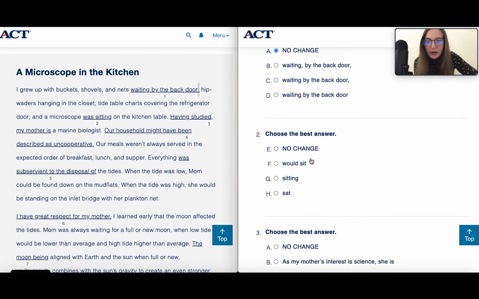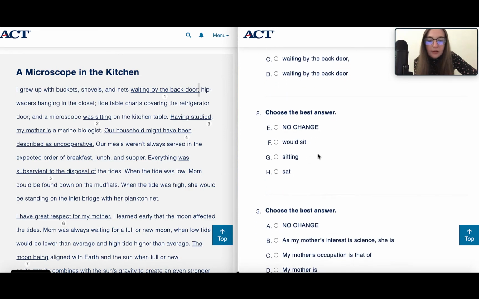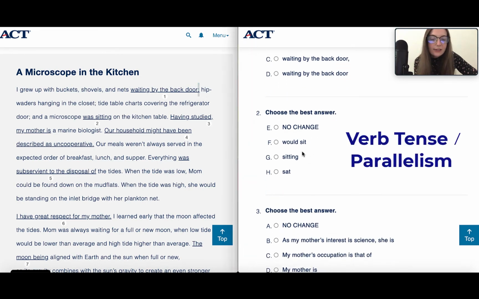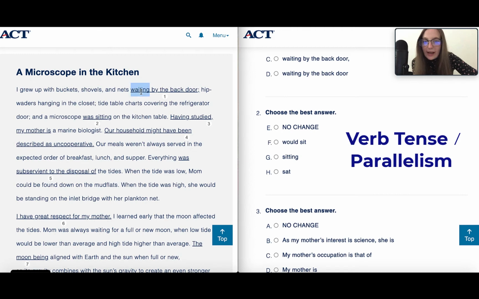Looking at question number 2. Number 2 is also a parallelism question. It's a little bit of verb tense as well. So when it comes to keeping the tense consistent, we want to make sure that we're keeping the verb tense exactly the same when we're talking about different terms in exactly the same list, because we got to keep the tense consistent throughout there. So I can see that it says waiting, hanging, covering.